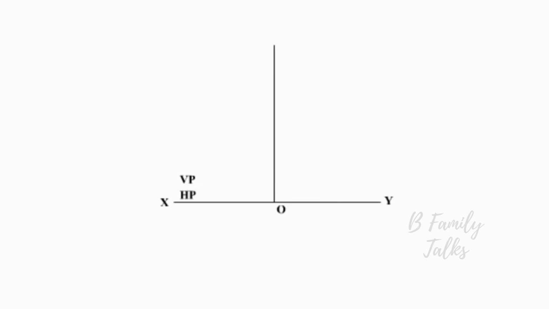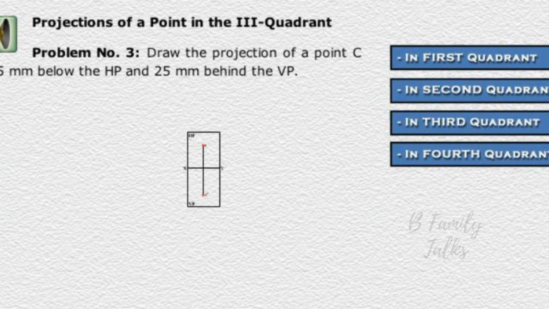Draw a line perpendicular to XY. On the perpendicular line, mark point b 35 mm above XY, that is the top view. On the same perpendicular line, mark point B dash 25 mm above XY. That gives the front view. Erase the unwanted lines. The points B dash and b are the projection of the point B in the second quadrant.